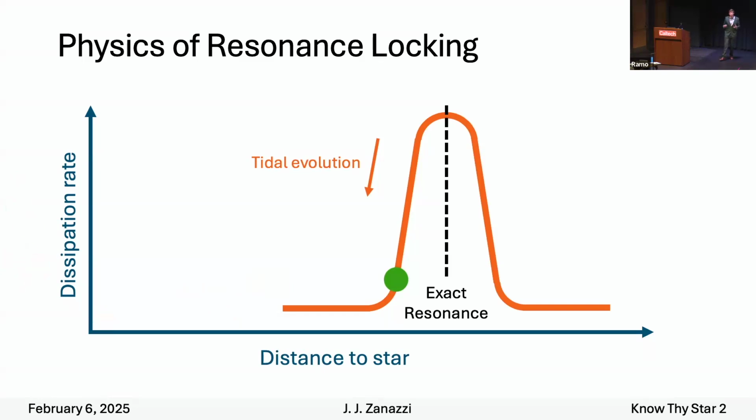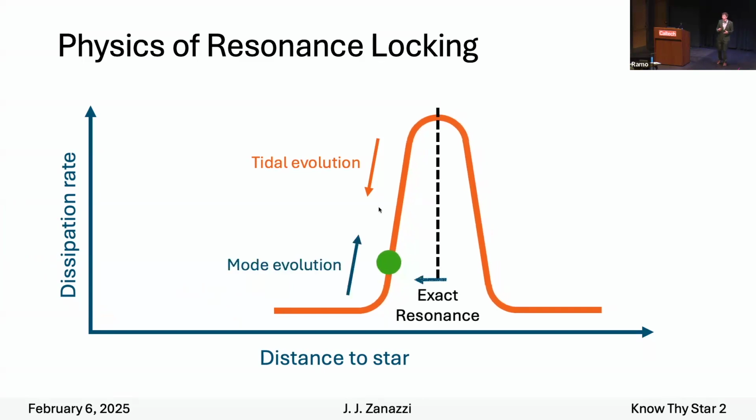But this isn't the only thing that's going on. As the star evolves, hydrogen burns into helium, which causes the core to contract, which increases the core density and the Brunt-Väisälä frequency as well. And all this works to move these resonances inward just a little bit.